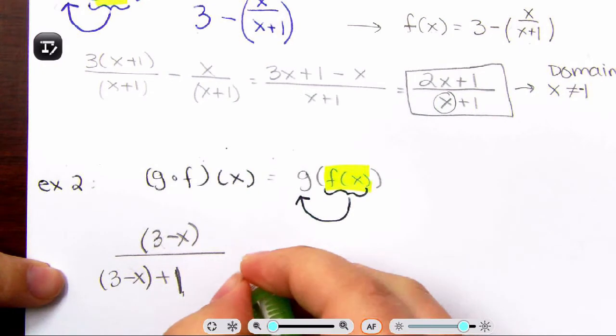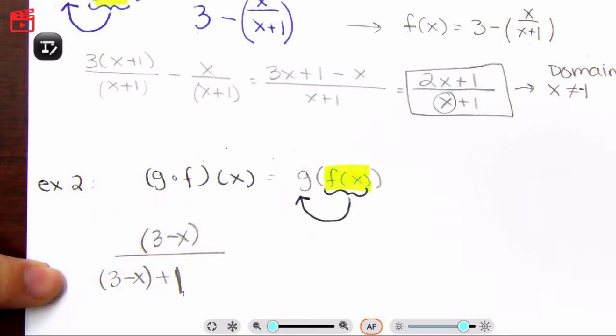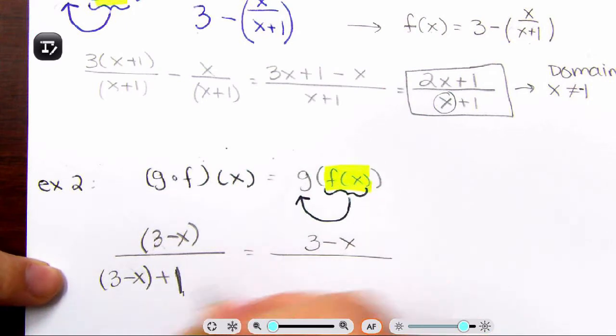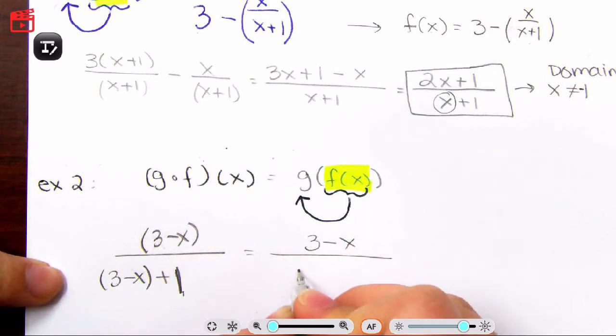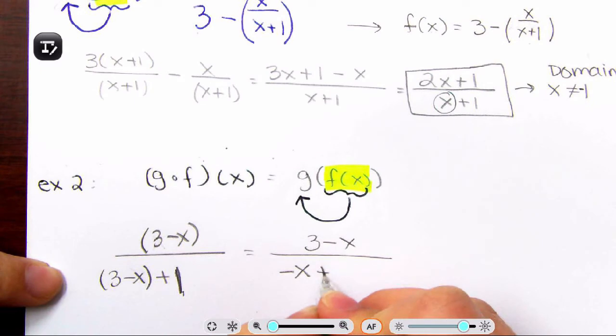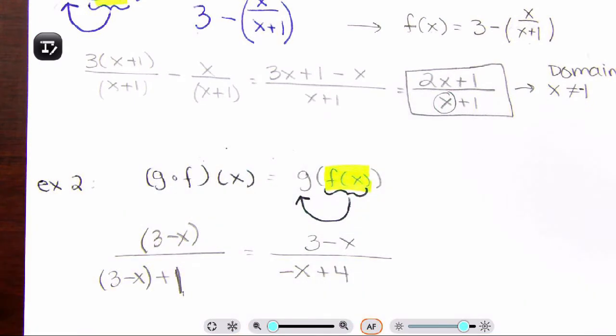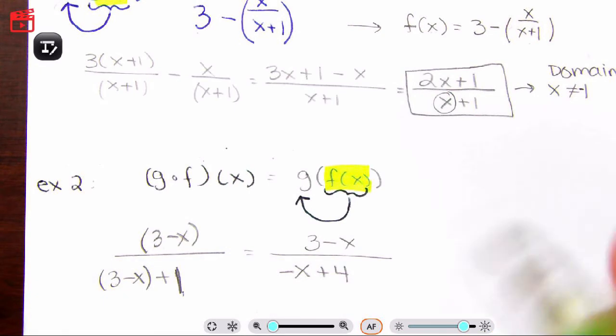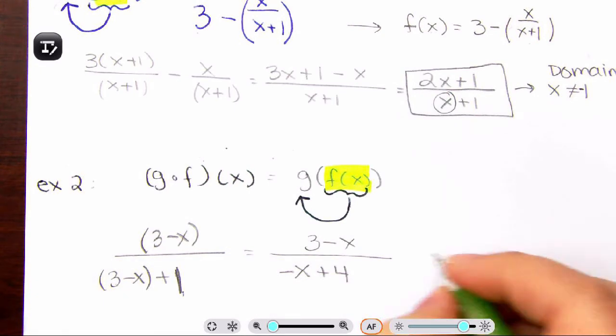So, okay, what do we have here? Please do not start crossing this out. That is different. Combine like terms first. I have 3 minus x all over 3 minus x plus 1, so that is minus x plus 4. And there's nothing else really to simplify further. We just need to know what x cannot be and what x can be for our domain.